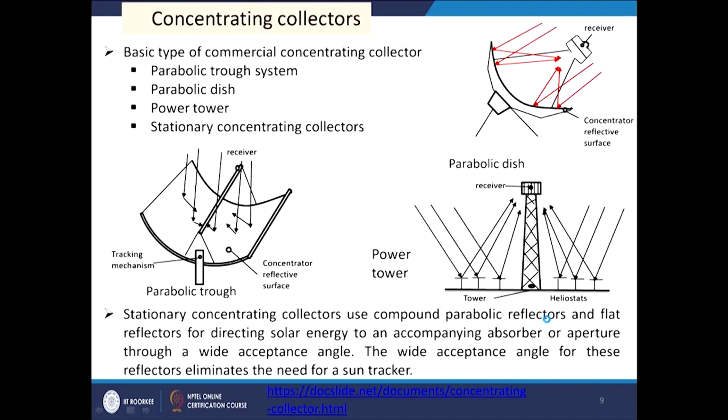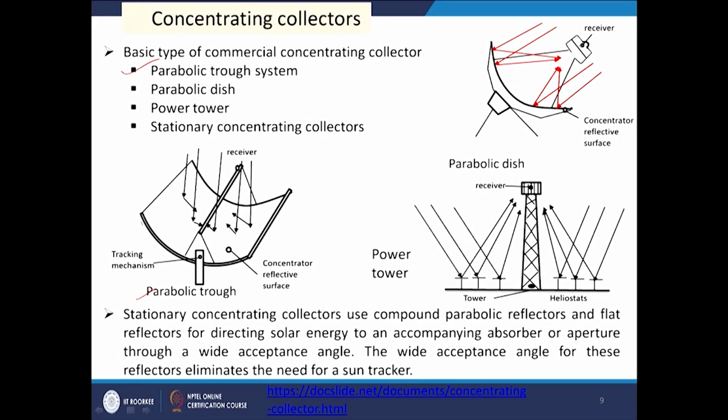So, we see here the different types of concentrating collectors. One is the parabolic trough system. This is the trough, a structure like this. If we have a tube here, the rays will come in, and after reflection they go and concentrate on this, which is our receiver. So, this is a parabolic trough. Then it may be a parabolic dish. Here, on the parabolic surface, rays come in, are incident, and after reflection are focused on a point.